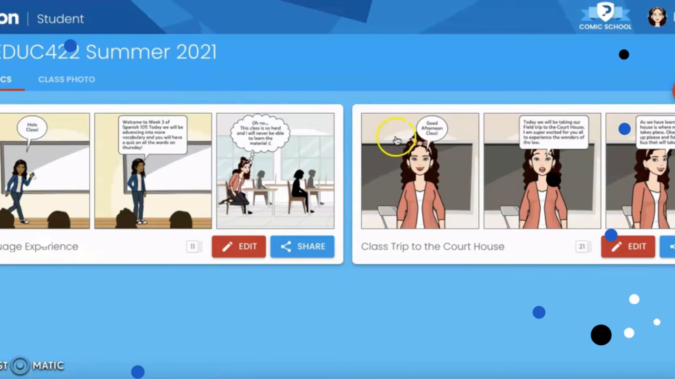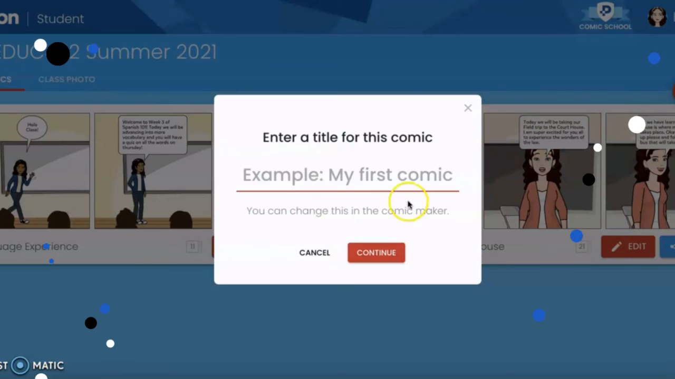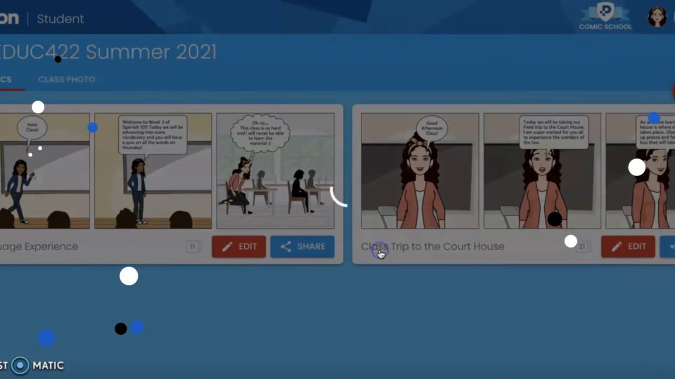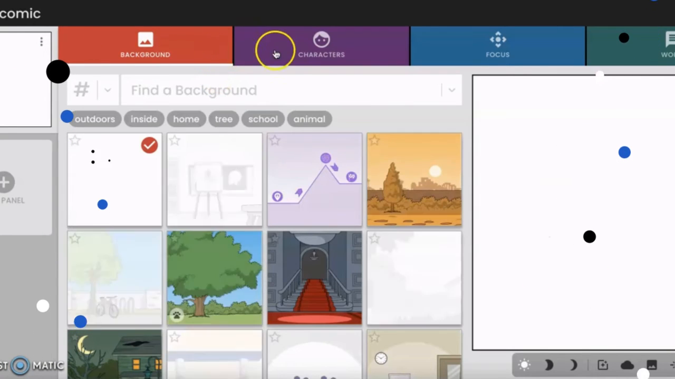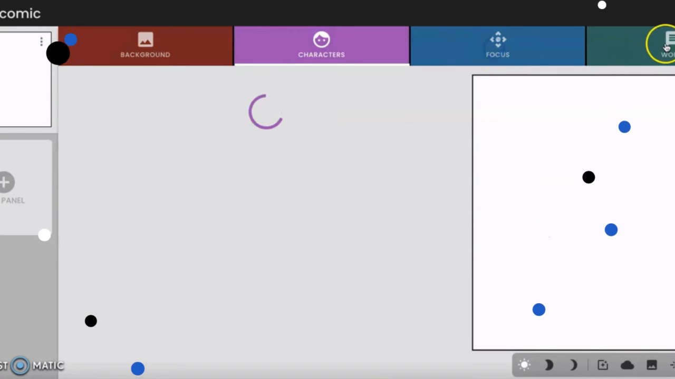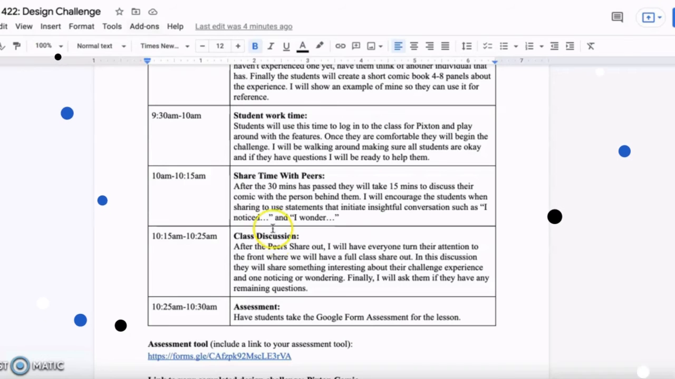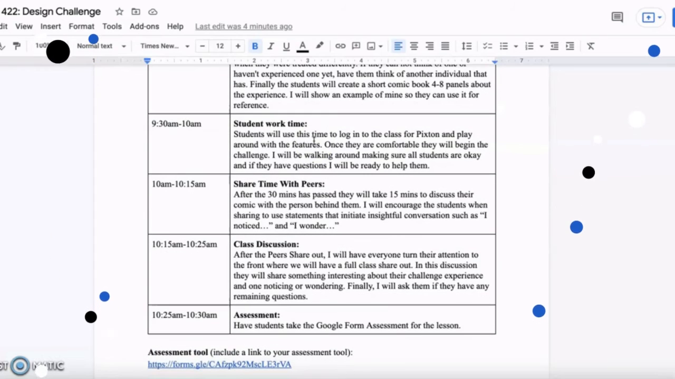I will allow them to play with it a little bit so they can see that the new comic base is something they put in. My first comic is something they could use as a topic. And basically they can use a background, characters, focus, words, and along the process, I'm going to show them more in depth on how to use it. Then that's what they will be achieving through their student work time.